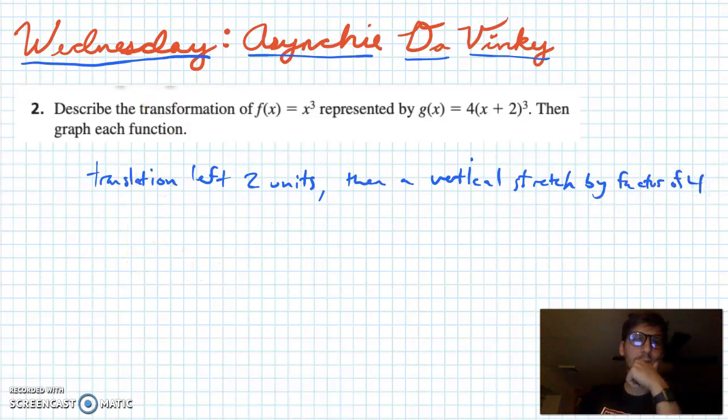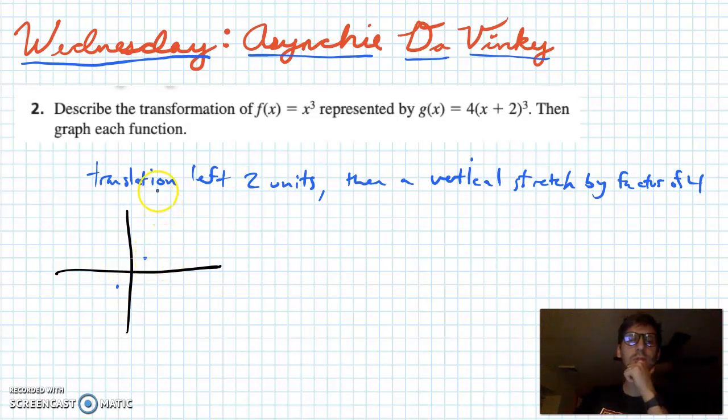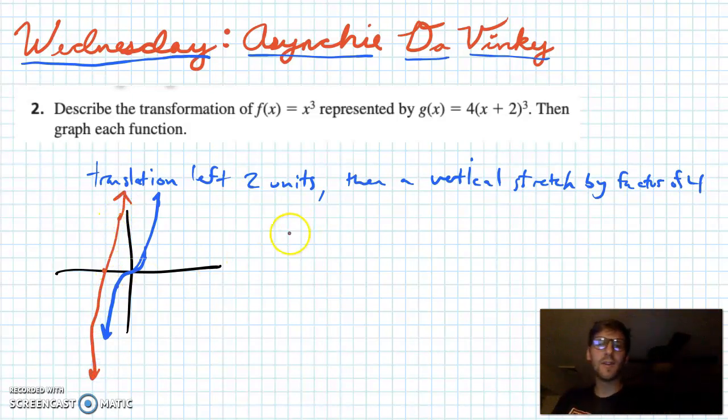So our original function, we could just do a sketch for this, and Desmos can also be helpful to confirm. Our original function is something like this. It goes through, well, -1 cubed is -1, and 1 cubed is 1. Then 2 cubed is 8, so it's going to get steep quite quickly. So if I shift that left 2 units, then stretch it, instead of going through 1, 1, it's going to go through 1, 4, so it's going to be quite stretched like this. Not a very good sketch, but good enough.